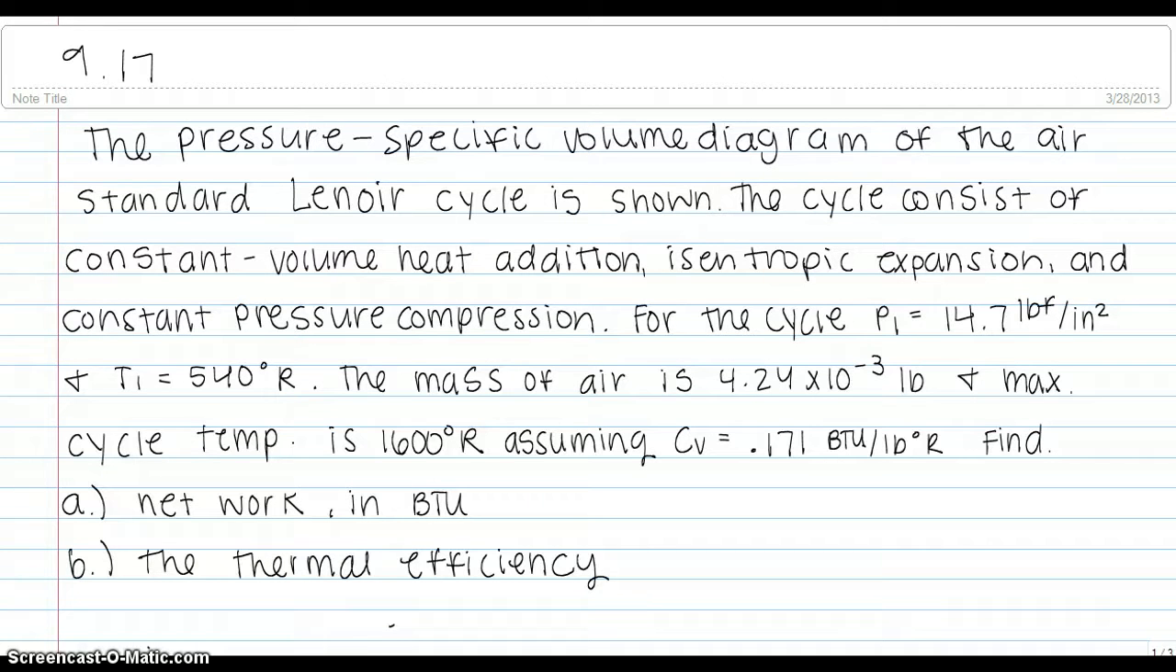The mass of the air is 4.24 times 10 to the negative 3 pounds, and the maximum cycle temperature is 1600 degrees Rankine. Assume C of V is equal to 0.17 BTU per pound degree Rankine, and determine for the cycle the net work in BTU and the thermal efficiency.